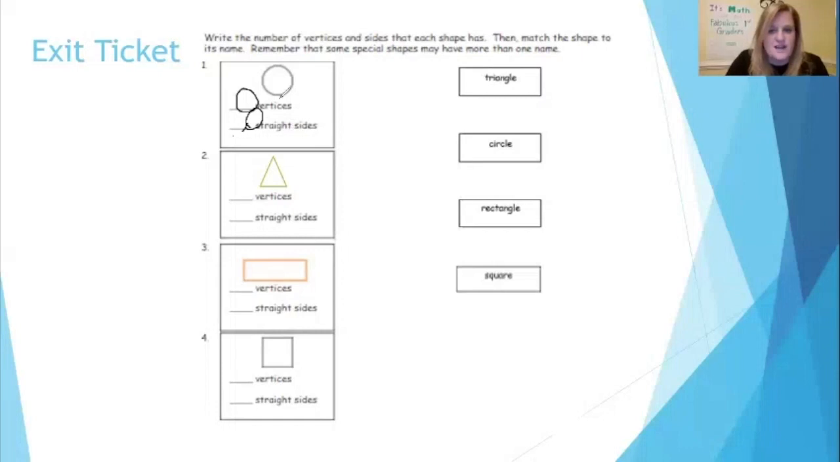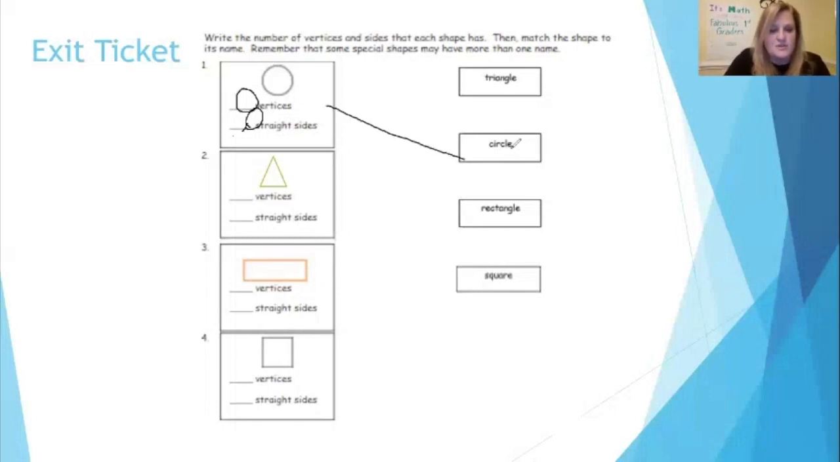If you look at the names over on this side of the page, you might look right here and see the S at the beginning for this is SQ, this is square. The word circle starts with a C. CI makes a soft C sound, so circle. So you would draw a line to the word circle.